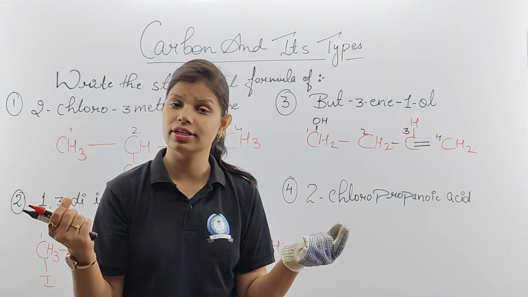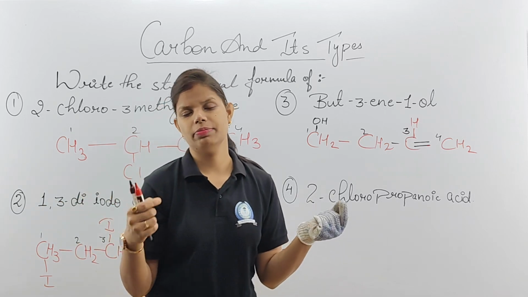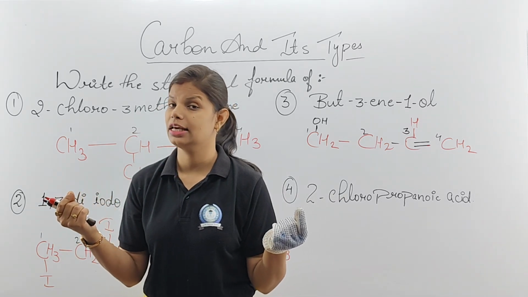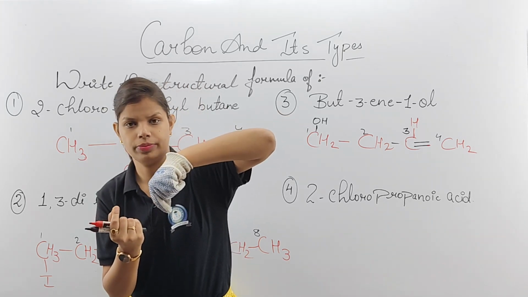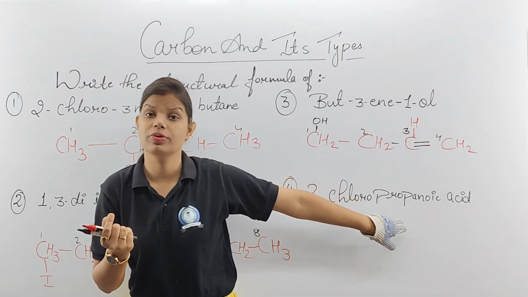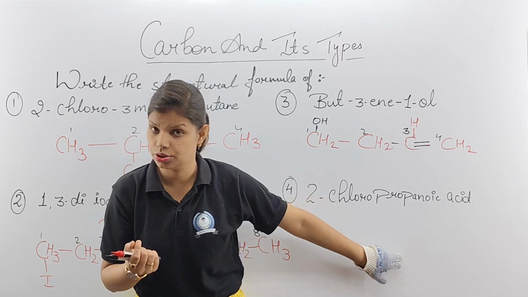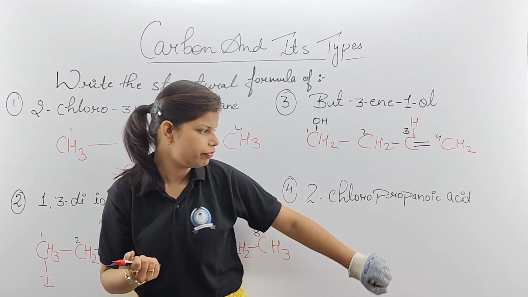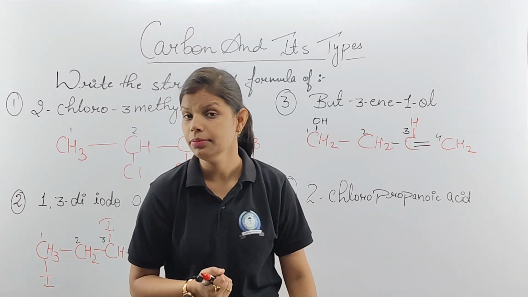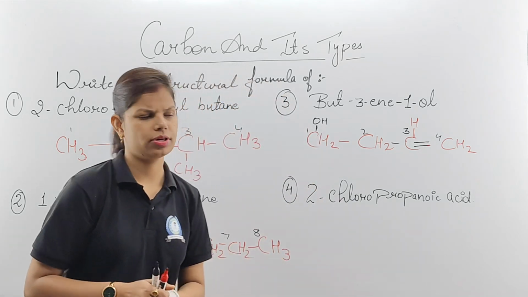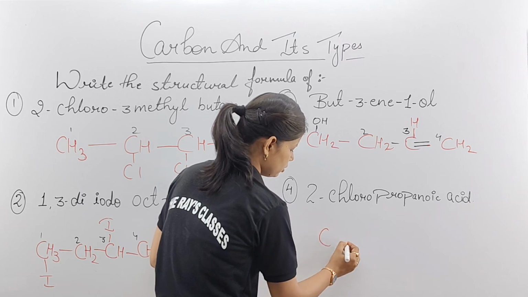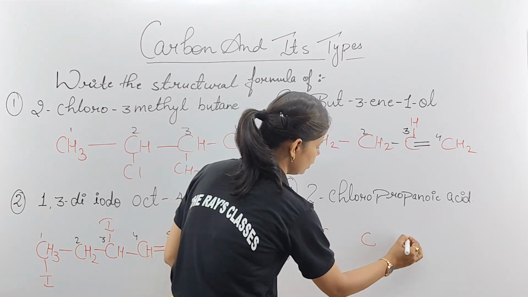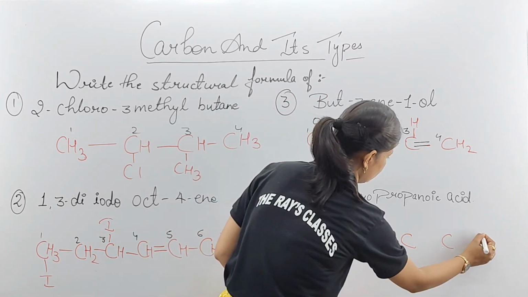That means on one side, one alkyl group will be there, and on the other side another alkyl group. In between we have the arrangement of the ketone. But here we don't have any ketone group, we have the COOH group. So how are we going to write? First of all, you have to mention how many carbon atoms. You have to mention 5 carbon atoms, because here you have propanoic acid. So please mention first C, C, C, C and C.